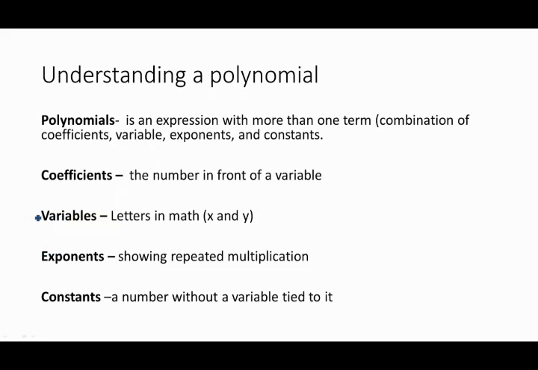We'll use blue. So if I said 3x squared plus 5x plus 6, this is a polynomial because it has more than one term. It actually has 3 terms, and is a combination of coefficients, variables, exponents, and constant numbers. So first, we'll talk about the definition of coefficients. A coefficient is defined as the number in front of a variable. So a variable is something that is changing.